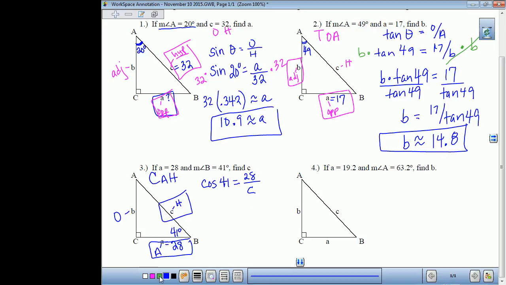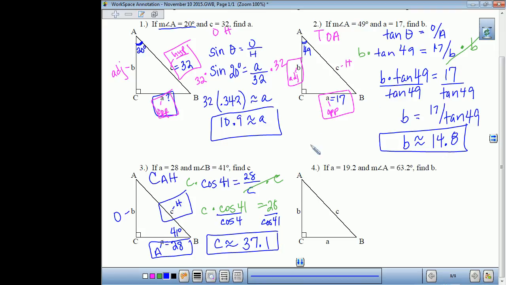So once again, our variable's in the denominator. You have to multiply both sides by that variable to get it out. So we get C times cosine of 41 equals 28. And then to solve, you would divide both sides by cosine of 41. So C is approximately, let's punch it in, 28 divided by cosine of 41 is 37.1. Alright, so that's an example of each of the three trig functions we've studied. Sine, tangent, and cosine.